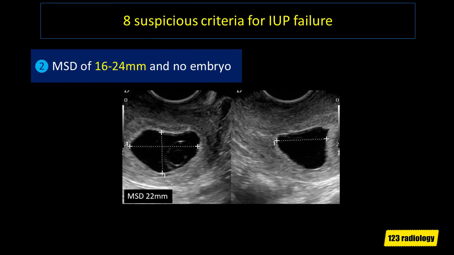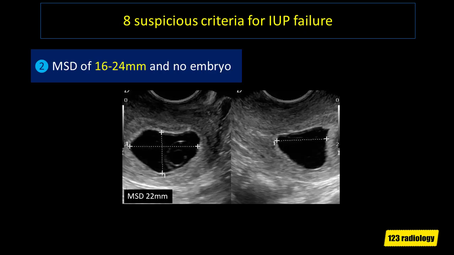The second suspicious criteria is a mean sac diameter of 16 to 24 millimeters and no visible embryo. As you can see, the mean sac diameter is slightly less than 25 millimeters. This is the number used as the discriminatory size diagnostic for failure.